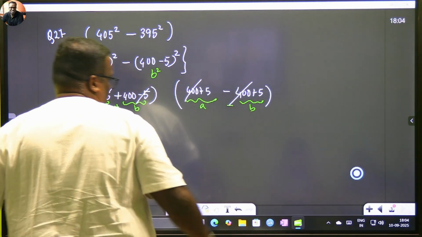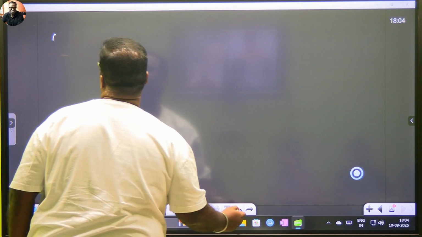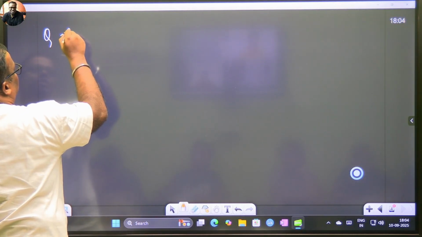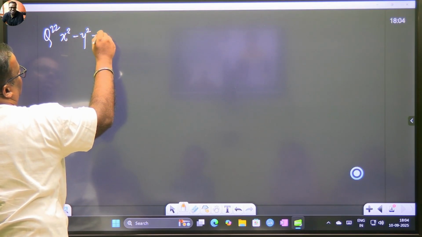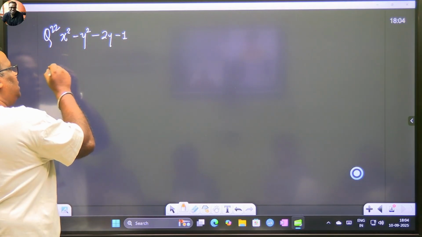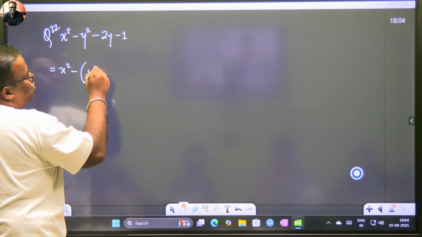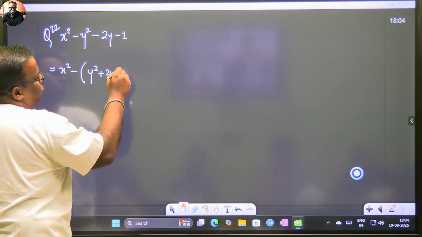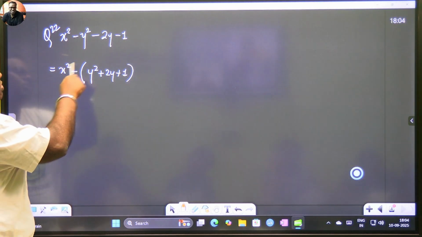Tell me the question, Mishka madam and Abhigya madam. You can have a look. What is the question? Okay, let's see the question. See, this is an interesting problem. x square minus y square minus 2y minus 1. So I write it as x square and take minus as common. So this becomes y square plus 2y plus 1. Do you agree?